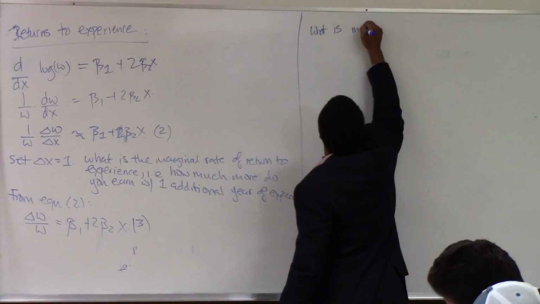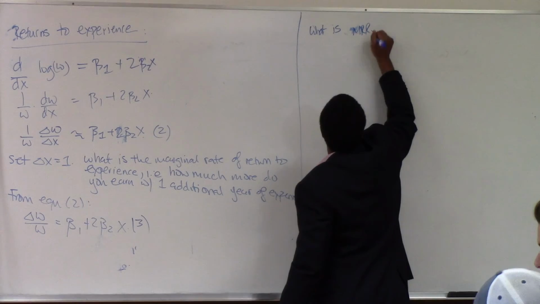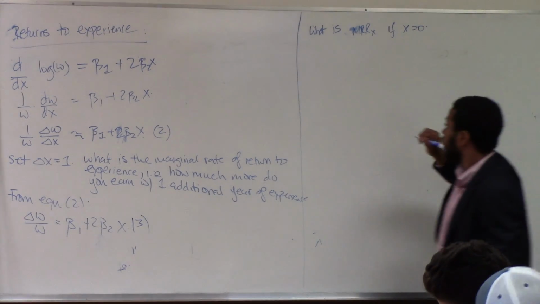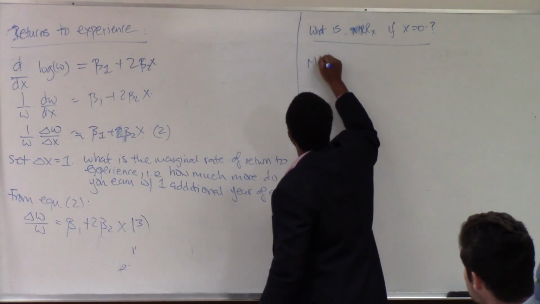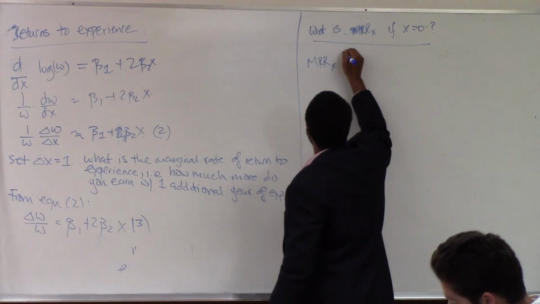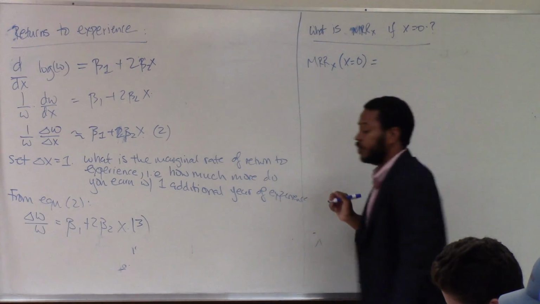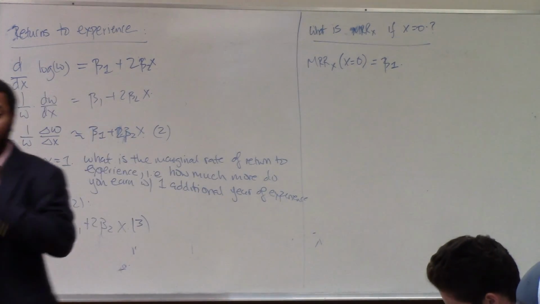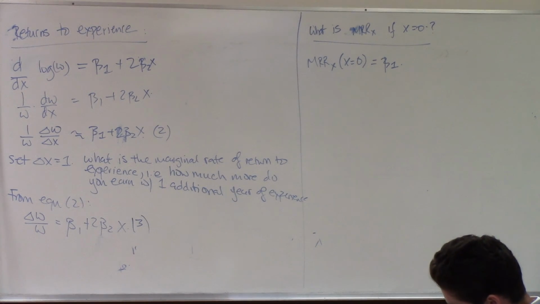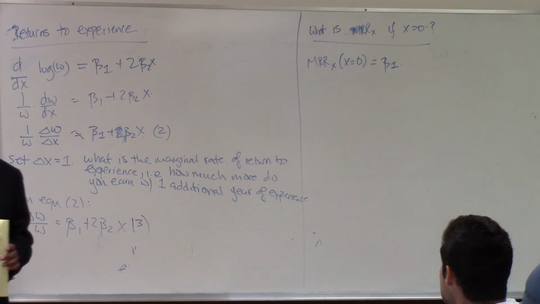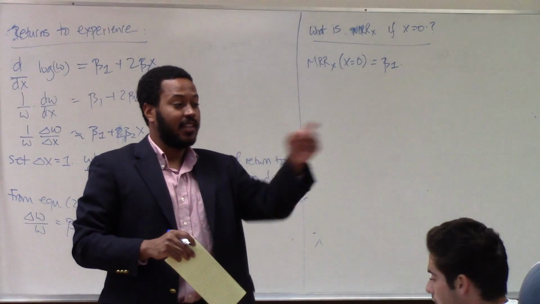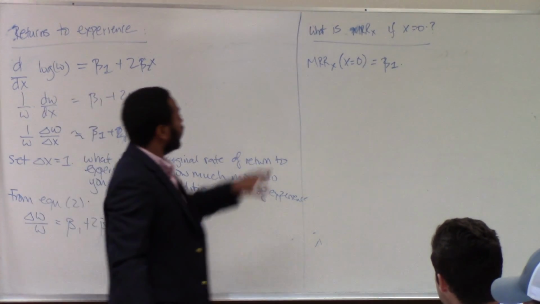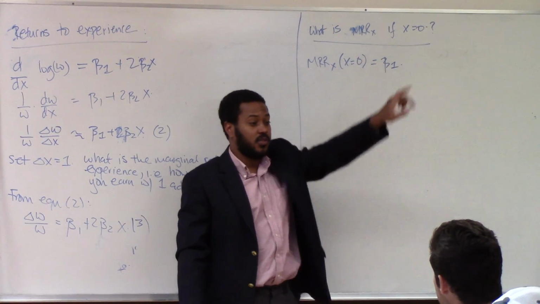What is the marginal rate of return to experience if x is equal to 0, if you have no experience? It's beta 1, right? And so what's the interpretation of beta 1? Just the intercept? That's not an interpretation. Is it the wages you get with 0 years of experience? It's not the wages you get. We asked, what is the marginal rate of return for 0 experience?